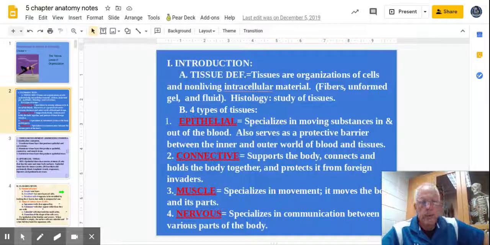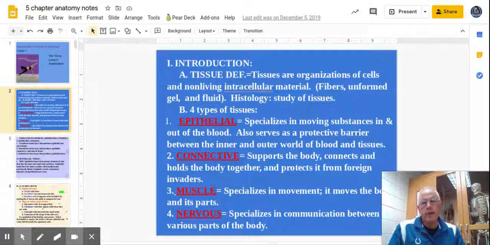And then we're going to hit muscle up later. We already talked about the three types of muscle: visceral, smooth, cardiac, and skeletal. So we're going to circle back to those later. And nervous tissue is obviously your brain, spinal cord, and the part of your body that communicates. Okay, so let's kind of start with, where do these tissues develop in a baby?